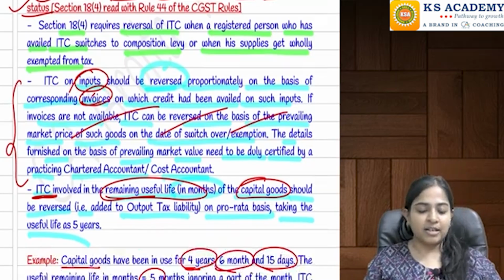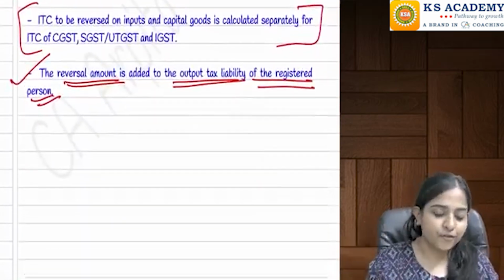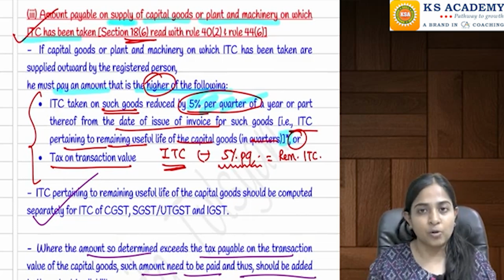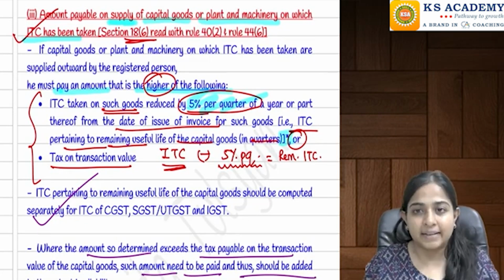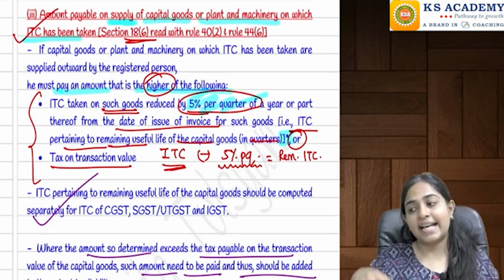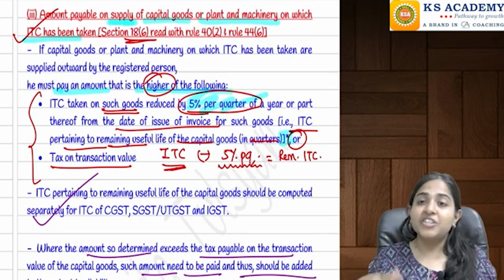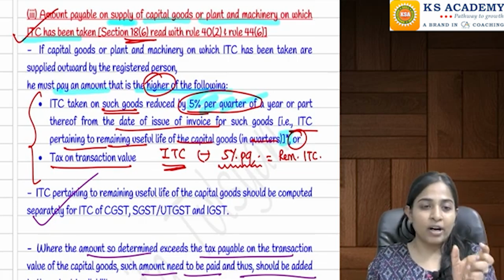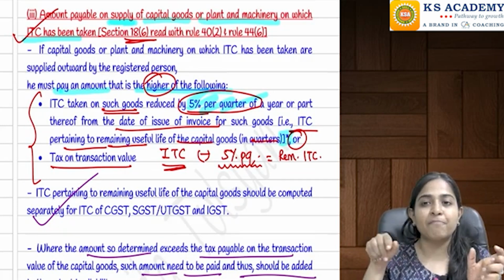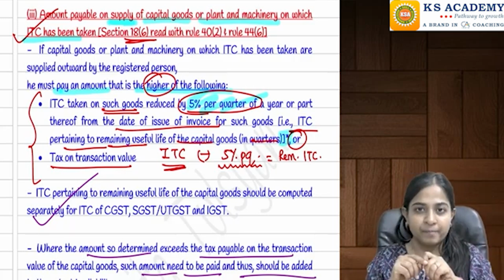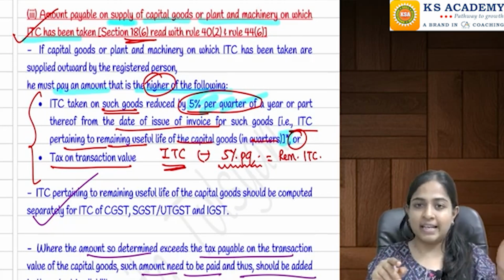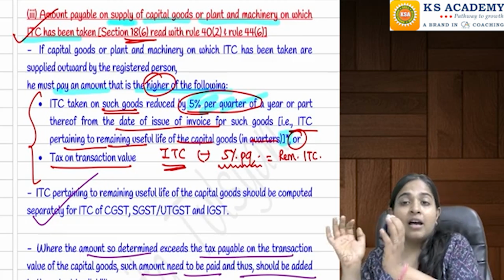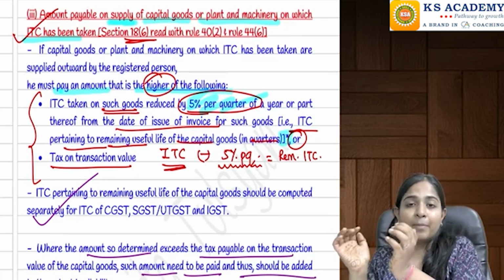Then we went to section 18 subsection 6, where you have sold your capital goods on which we have taken ITC. Let's say I purchased a capital good, and now if I want to sell it, what will be the GST effect at the time of sale? They say that whatever ITC you have already availed, minus 5% per quarter from the date of invoice. After subtracting, you will be left with the ITC attributable to the remaining months.